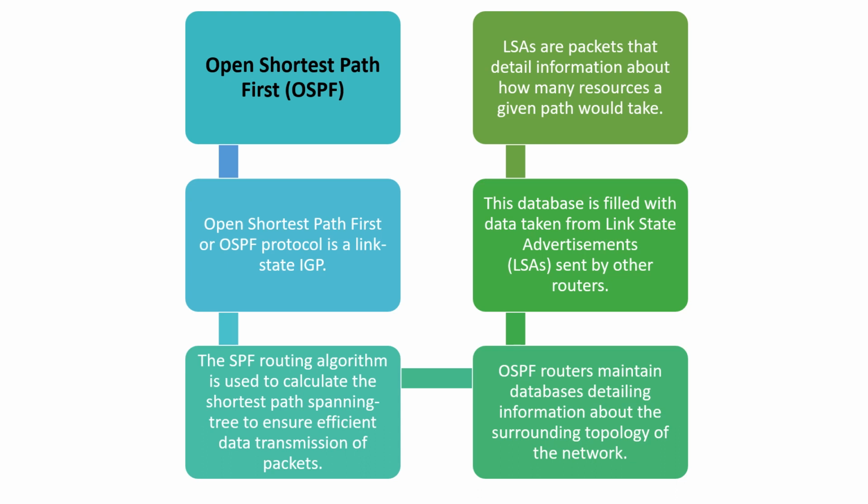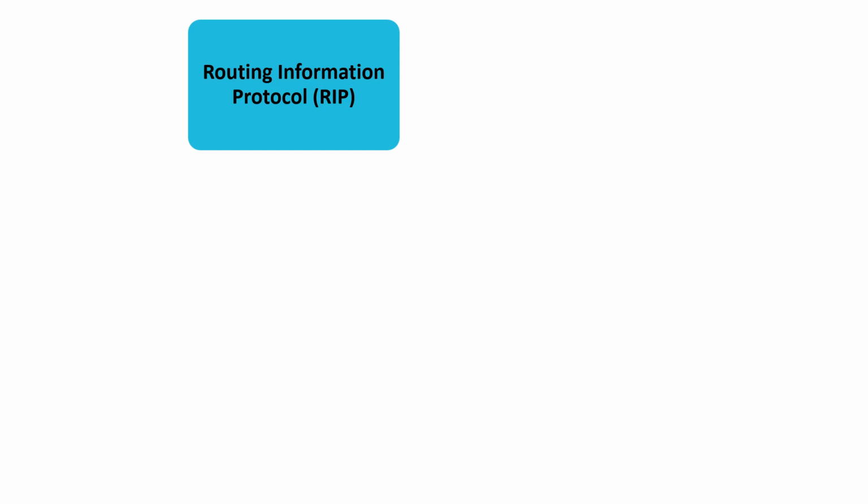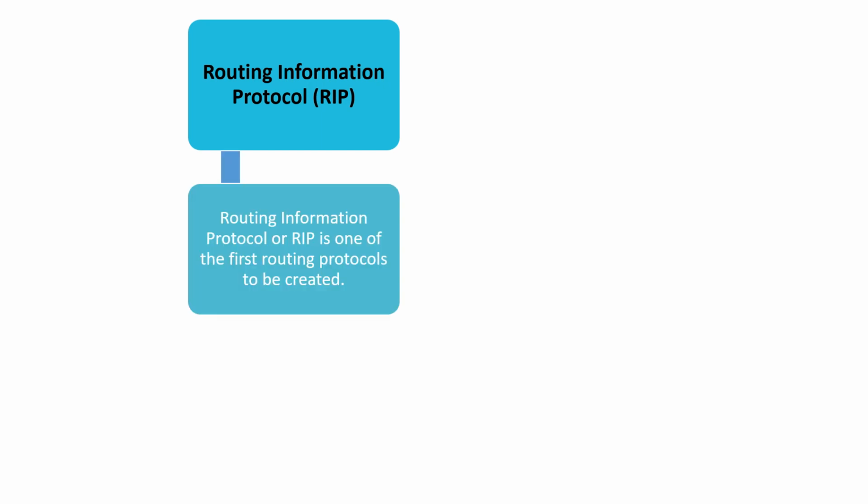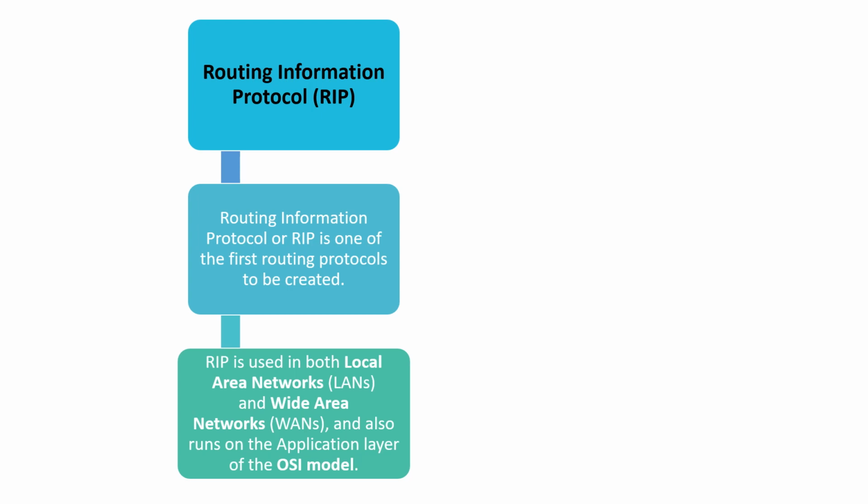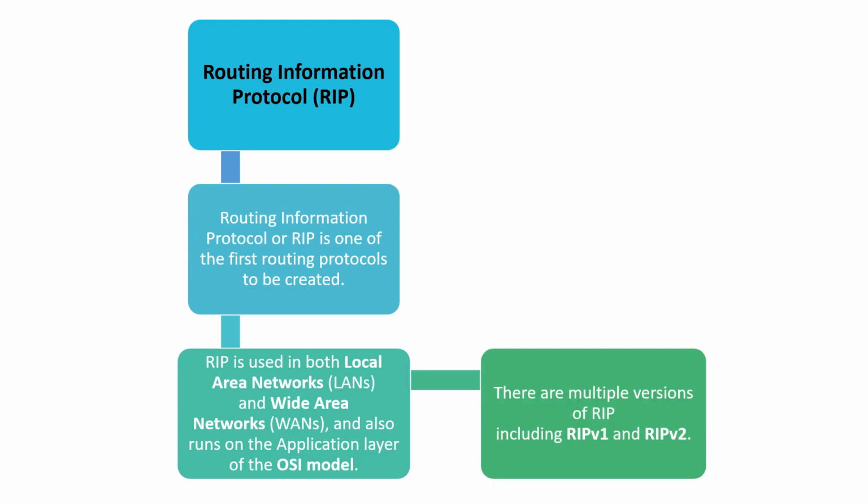So this is about this protocol, and next we can see the Routing Information Protocol. This is one of the first routing protocols created, and it is used in both local area networks and wide area networks, and also runs on the application layer of the OSI model.